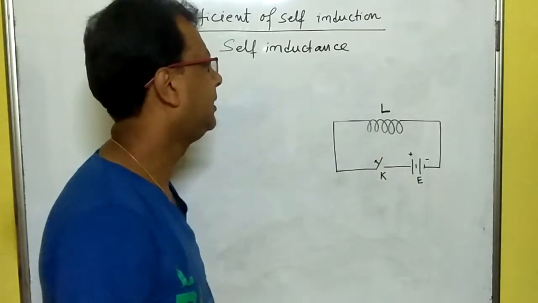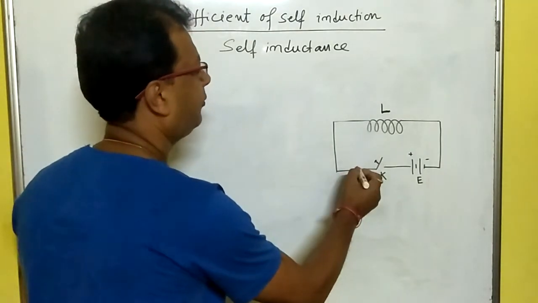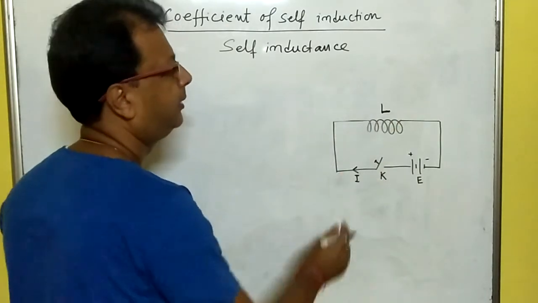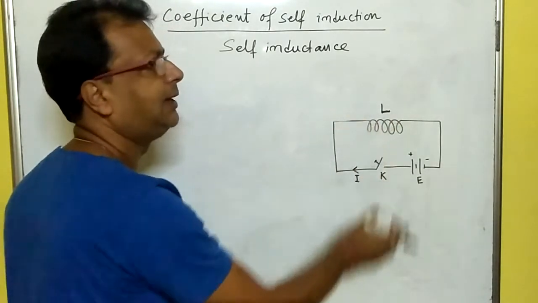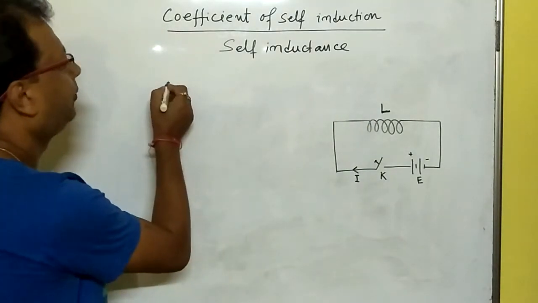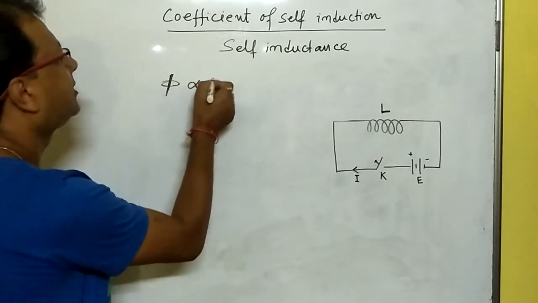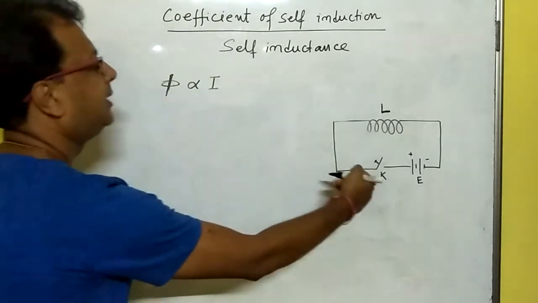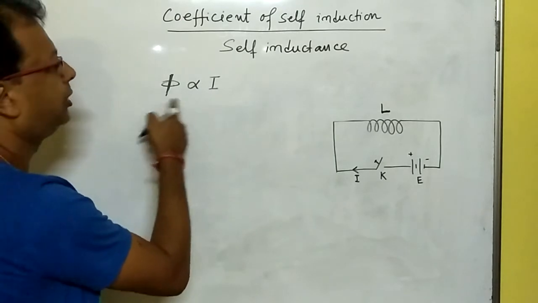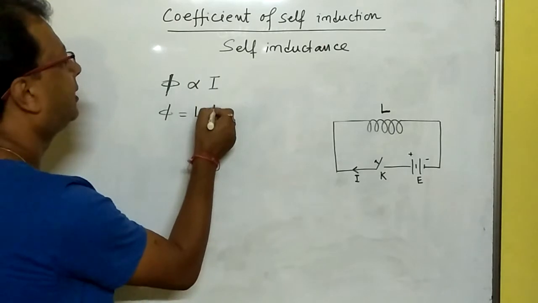then if you pass a current by closing the key K, if you pass a current say I, then flux is linked to the coil. Now, more the current, more is the linkage of flux with the coil. So we can write that phi, the flux, is proportional to I. So more is a change in current, more is a change in flux. Phi proportional to I. So we can write that phi is equal to L into I.